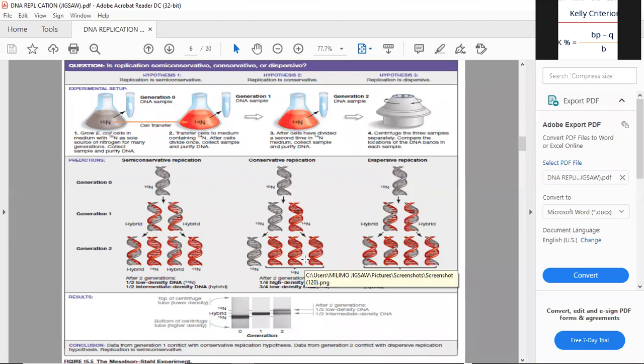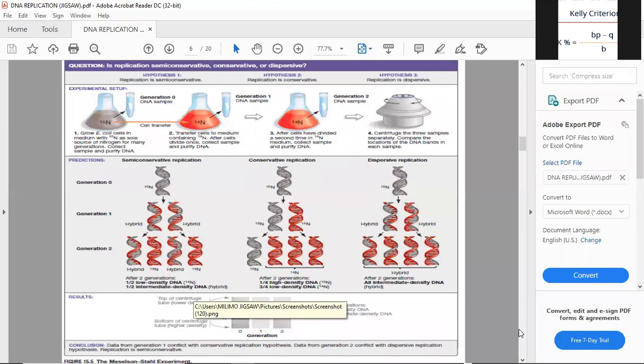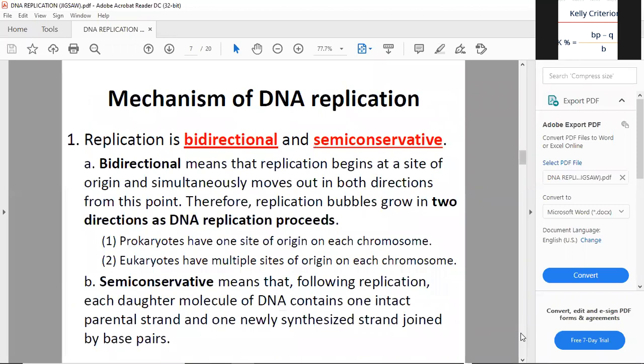So after the experiment, what they verified was that DNA replication took the semi-conservative form of replication, which is the first diagram there among the predictions. So after generation 2, it showed that there was half low density DNA, which is 14N, and then half intermediate density DNA, which is a hybrid. Okay, so that was the Meselson-Stahl experiment.